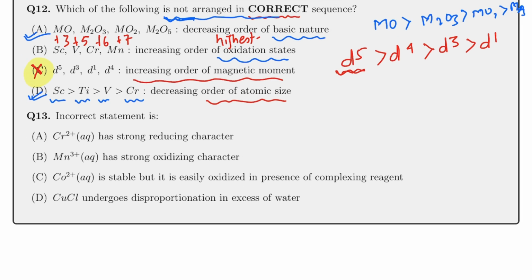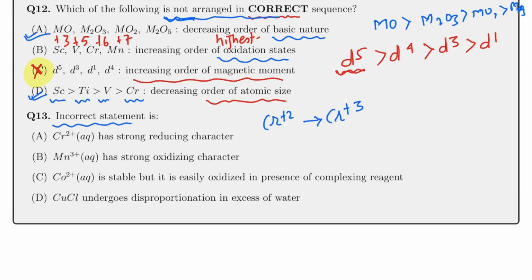And the last one is exactly resembling question number 10. So you need to again find the incorrect statement. Chromium +2 has strong reducing character. If I talk about chromium +2, then it will give chromium +3, which is a stable configuration, right? Easily oxidized, strong reducing agent. This is what I have discussed in the above problems also.